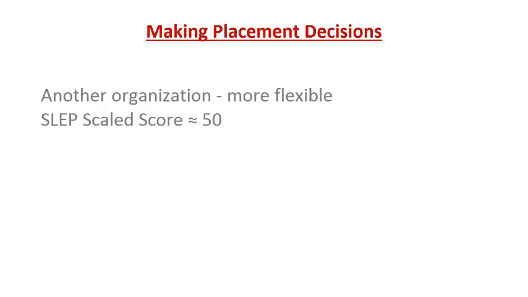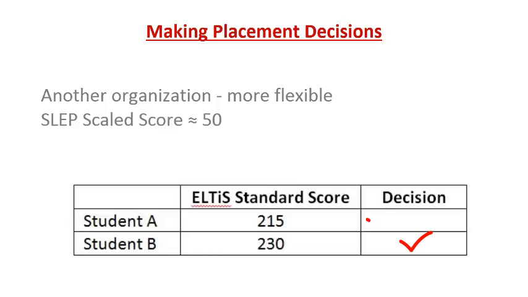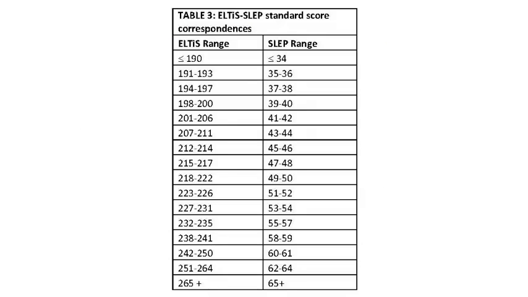Another organization may have used a somewhat flexible SLEP cut score, with scaled scores around 50 being acceptable, and they might accept student A conditionally. They might require extra English tuition, for example. Table 3 will guide you in setting ELTIS cut scores for your applicants with the help of SLEP equivalents.